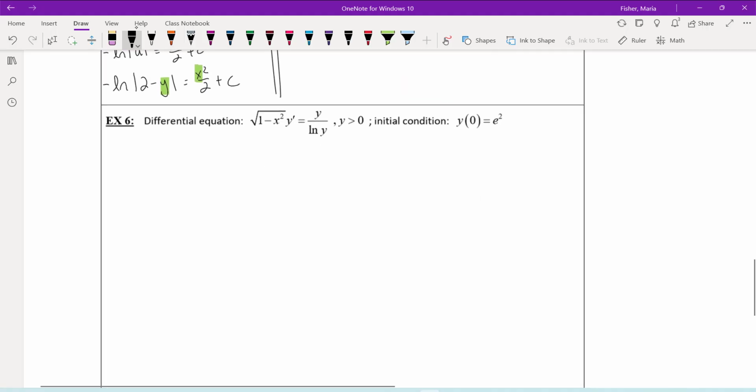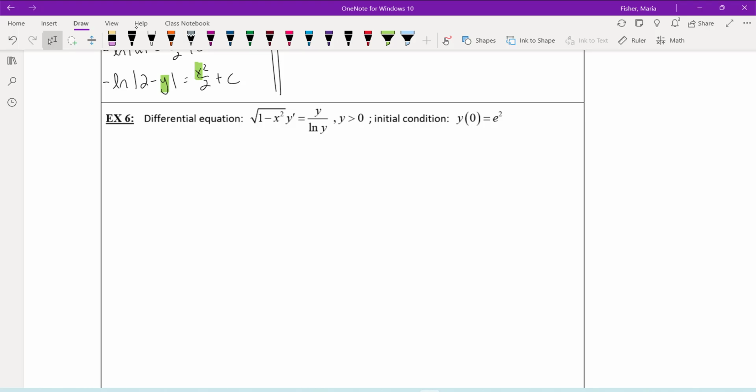Number 6 gives us the differential equation, the square root of 1 minus x squared times y prime is equal to y over the natural log of y, where y is greater than 0, and the initial condition is y of 0 equals e squared. So this portion right here, y greater than 0, is just letting you know the numbers that can be plugged into your function, so you don't have to worry about this part here. It doesn't have anything to do really with how we separate variables or how we find the solution to the differential equation. So we're going to go ahead and separate variables and find the solution like we normally do.